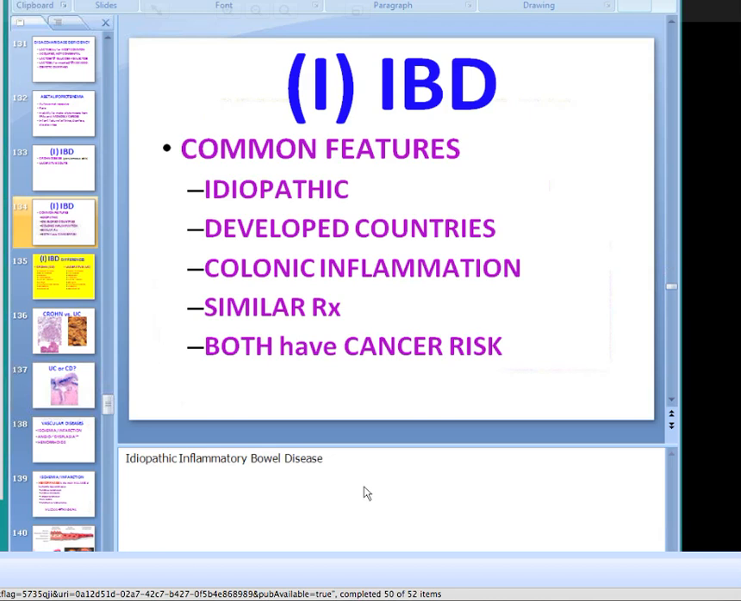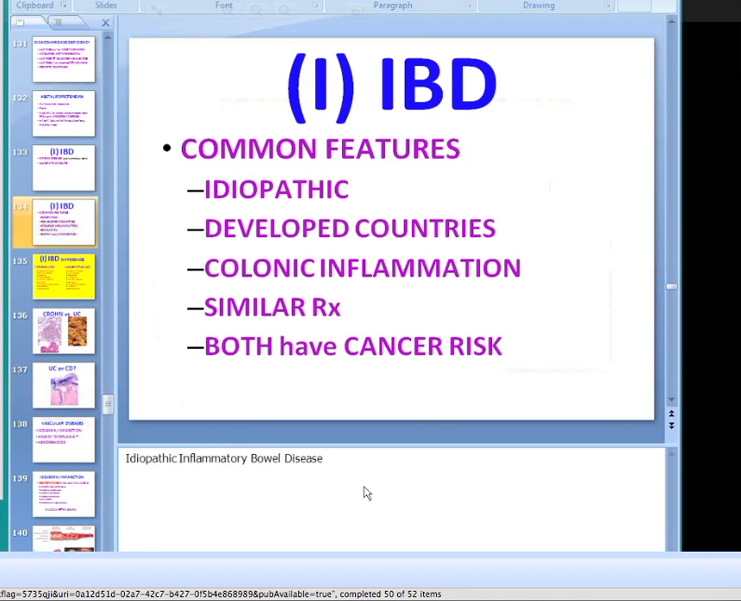They have common features in that they're both more common in developed countries like the US and less common in third world countries. They both produce patterns of colonic inflammation, sometimes similar, sometimes a little bit different. They have a similar type of therapy too. Even though they can have slight differences in pathology, the treatment for both can be quite similar, with immunosuppressives and certain diets, and they both have a cancer risk. Now, because we're looking at all these common features, I'm going to show you a lot of little differences between the two.